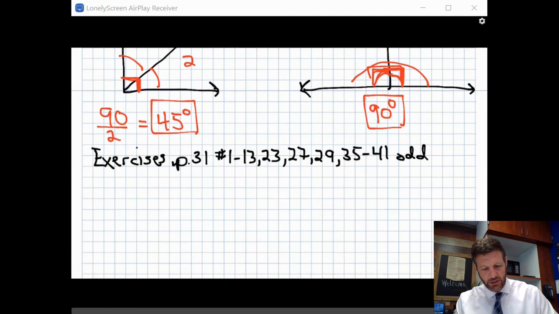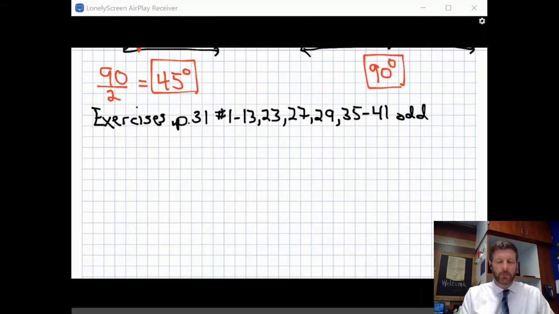Alrighty, so that takes you to your exercises where you can try some of this out. Page 31, 1 through 13, 23, 27, 29, 35 through 41 odd. And there'll be another video where I'll be doing quite a few of those problems, because some of them don't take very long and I want to walk you through them. So if you need that help, I will see you on that video next.